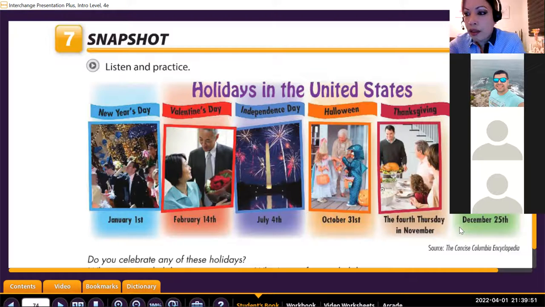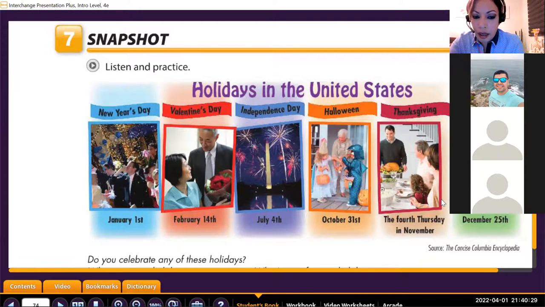Okay, about Thanksgiving. Thanksgiving no tiene una fecha en específica porque siempre es celebrado el cuarto jueves de noviembre. Entonces puede variar la fecha en sí. Si es el cuarto jueves de noviembre, este año sería Thanksgiving in the United States would be on November 24th. And after that is the famous Black Friday.